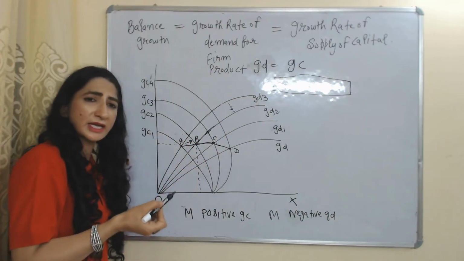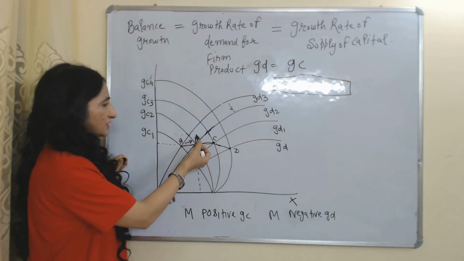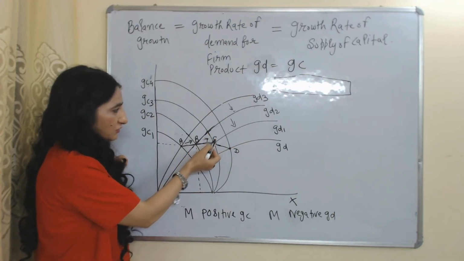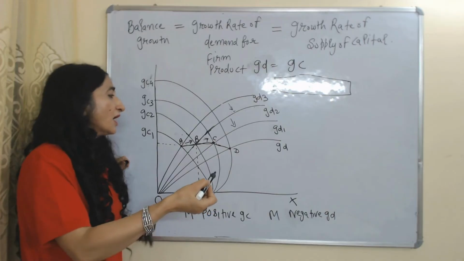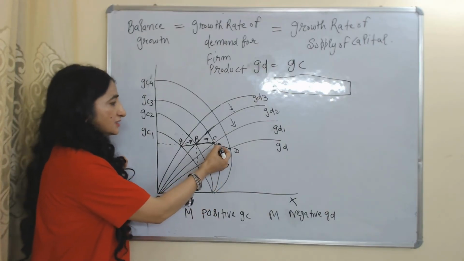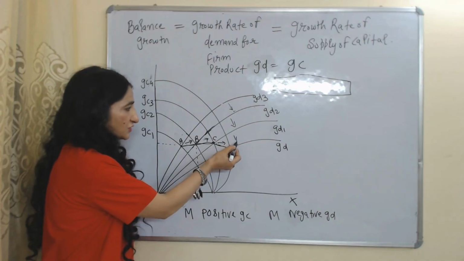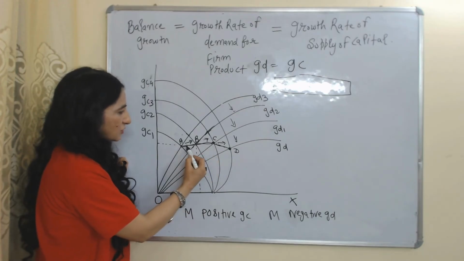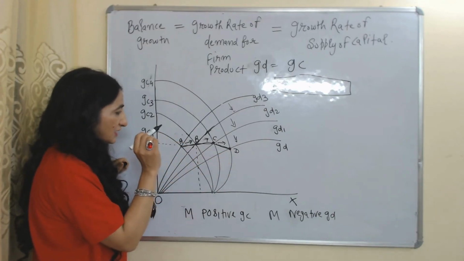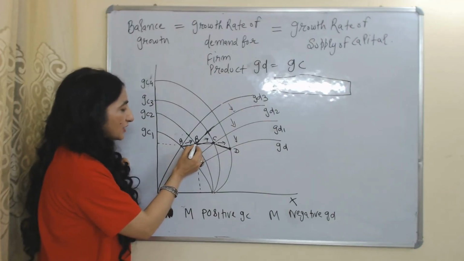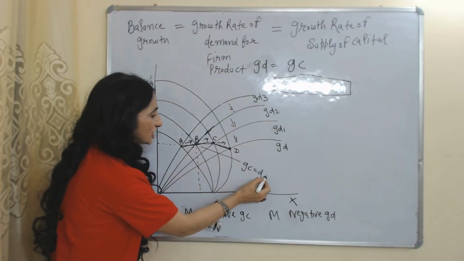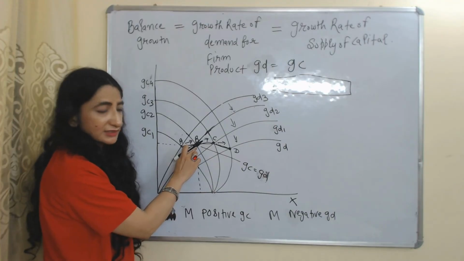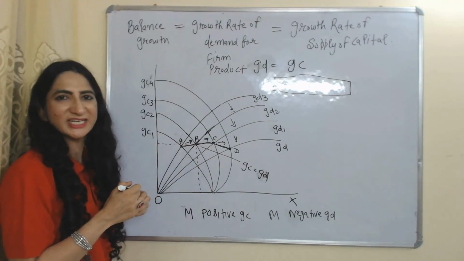Now suppose M increases again. Again our GC curve will shift forward, but the GD curve will shift backward. Our new equilibrium point is C. Now suppose M increases again; as a result the GC curve will shift forward but the GD curve will shift backward and our new equilibrium point is D. All these points A, B, C, D show our balanced growth path, but our balanced growth point is B. This B point shows GC is equal to GD. So we can say that we have achieved the balanced growth rate at this B point because at this point our GC is equal to GD.